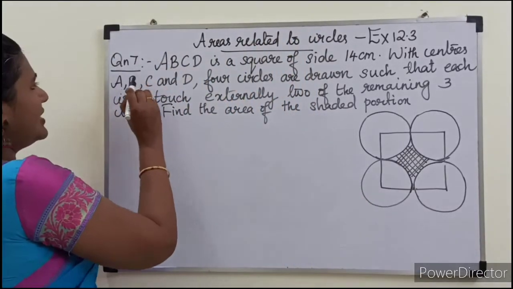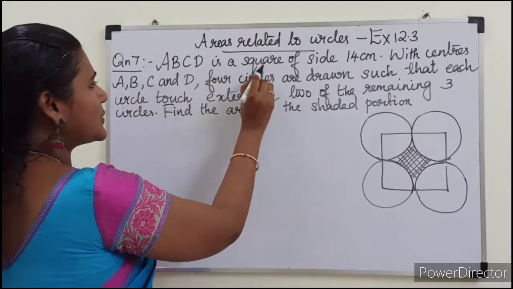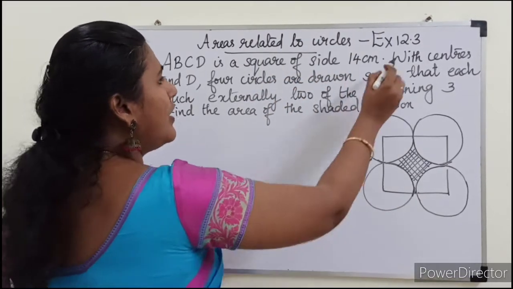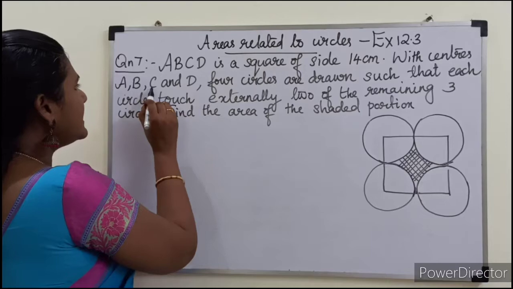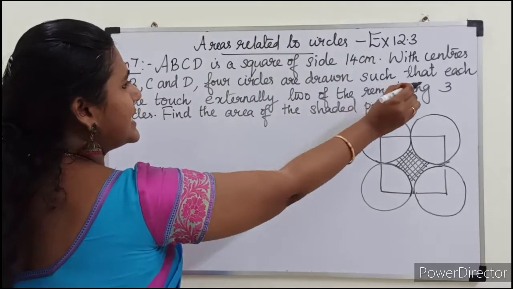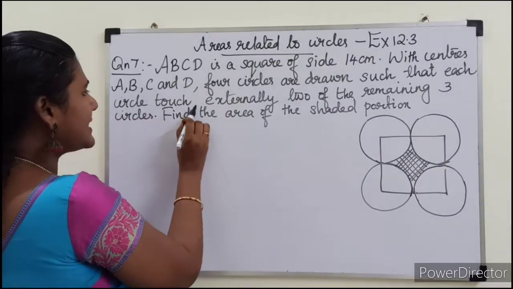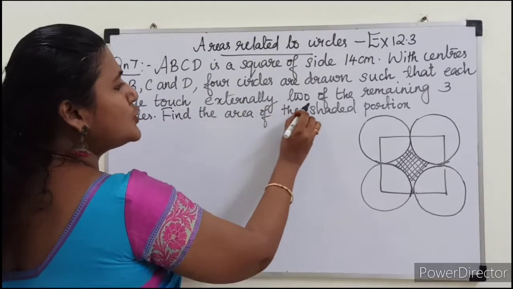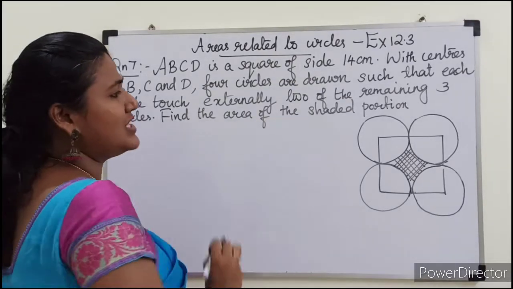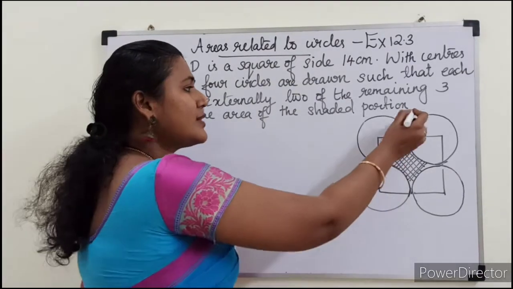Question number 7. ABCD is a square of side 14 centimeter. With centers A, B, C and D, 4 circles are drawn such that each circle touches externally 2 of the remaining 3 circles. Find the area of the shaded portion. So this is the question.